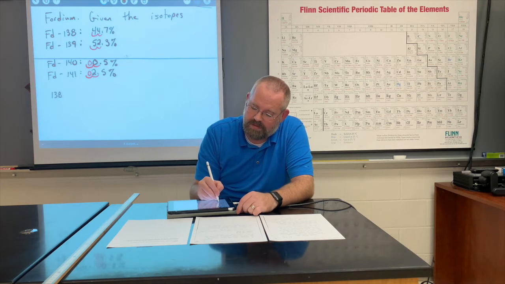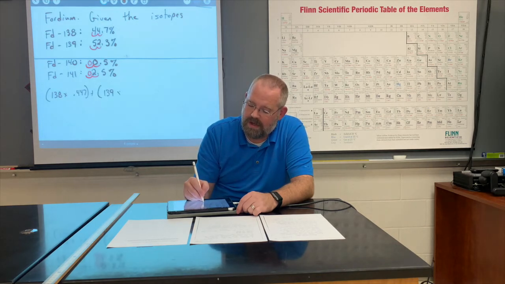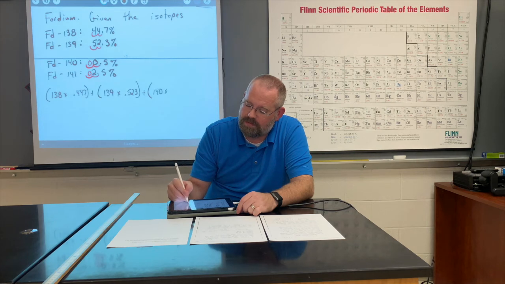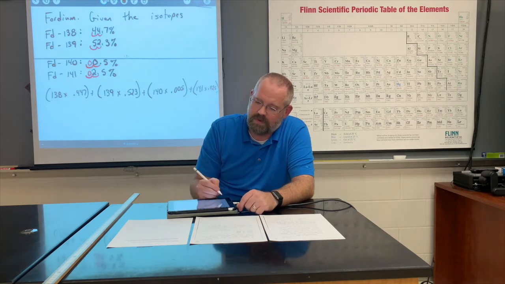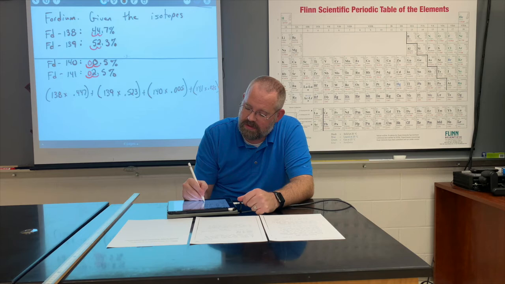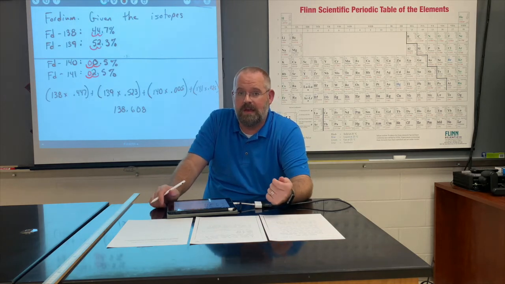We're going to move the decimal over 2 spots. Okay, and this right here is where I see the most mistakes happen, is people don't add a 0 in for those really small numbers. But 138 times 0.447, we're going to add that to 139 times 0.523. I'm going to add that to 140 times 0.005. I'm going to add that to 141, try and squeeze this in here, times 0.025. Sorry, it's so small. All right, and we're going to do those calculations, add all of those together, and we end up with 138.608.